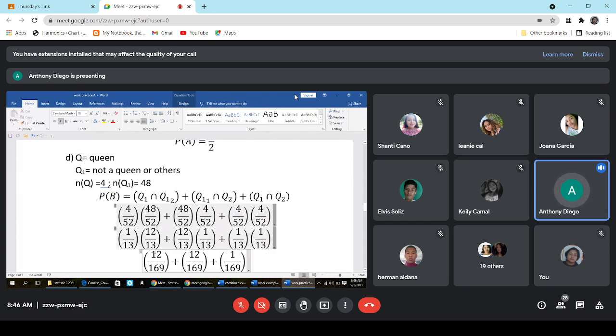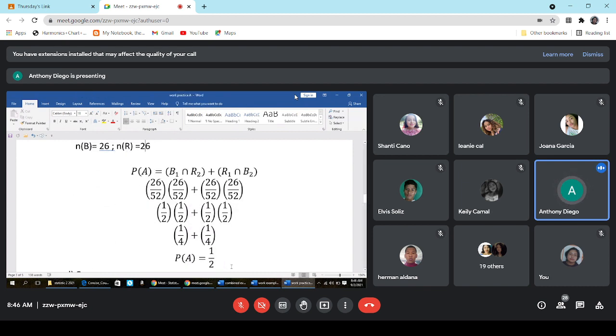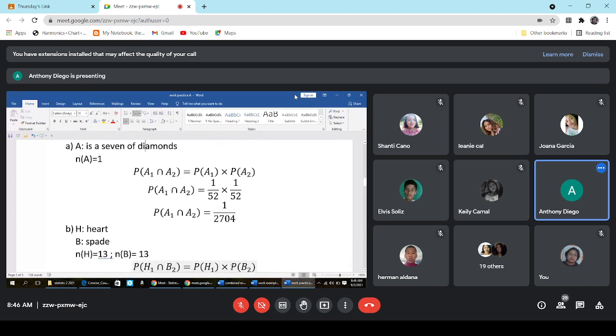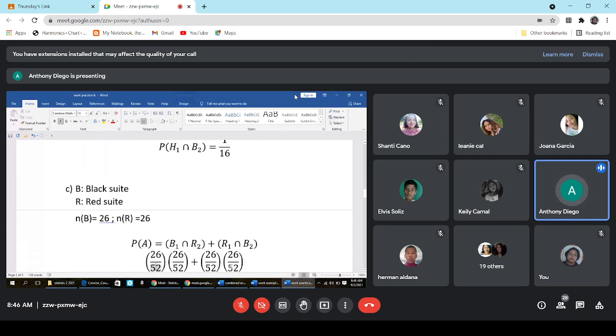So this would be 12 over 169 plus 12 over 169 plus 1 over 169. So we obtain 25 over 169, which is the probability of getting at least one queen. Are there any questions? These are independent events. Yeah, that's part D, so that's the last part.